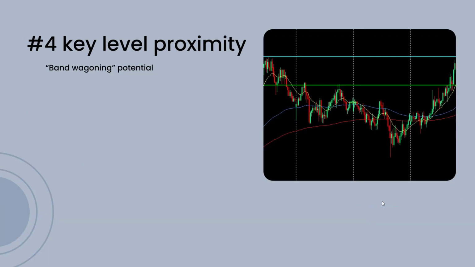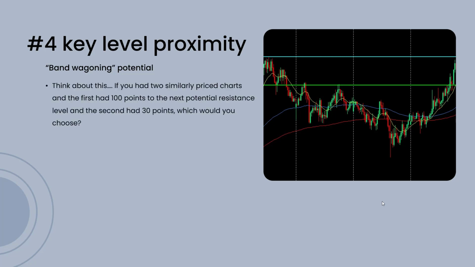Issue number 4 of 5 is key level proximity. This is our bandwagoning potential, as I call it. Think about this. If you had two similarly priced charts, and the first one had 100 points to the next potential resistance level, and the second had 30 points to the next potential resistance level, which would you choose? My guess is you're going to choose the one with 100 points potential, and that is because that's what everybody would do.